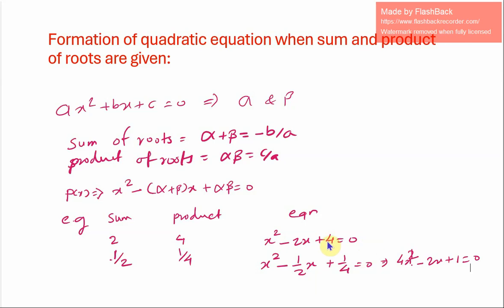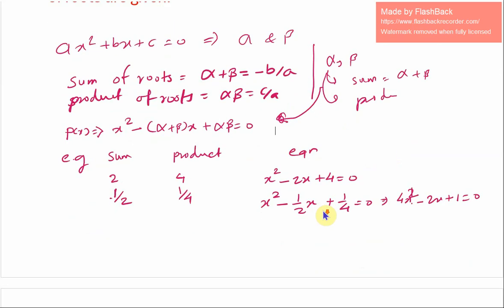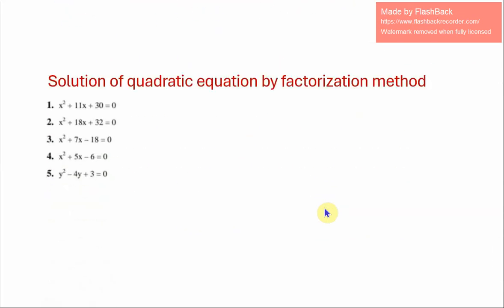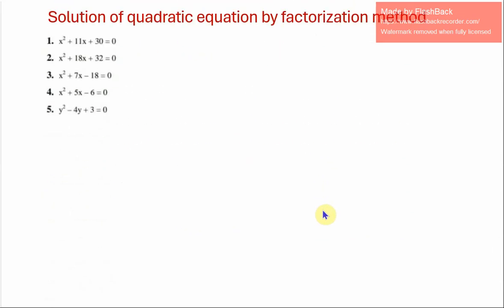Sometimes only roots are given, alpha and beta. So if only alpha comma beta are given, then we will find the sum first, the addition of those two roots, and then the product, and we will apply this equation to find the quadratic equation. So I hope the concept is clear. Let us go to the solution of quadratic equation by factorization method.